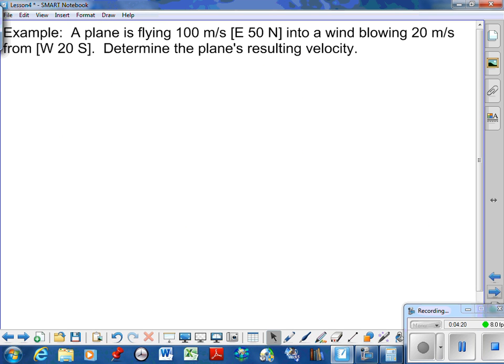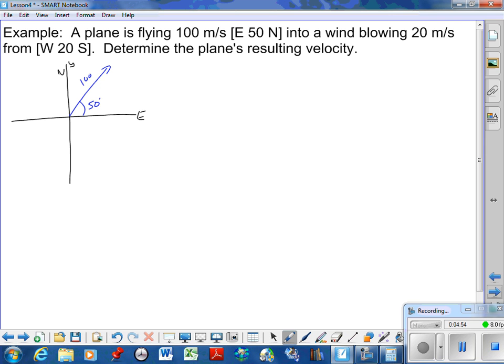All right, moving along. Speaking of planes, the plane is flying 100 meters per second in that direction. The wind's blowing 20 meters per second from that direction. What's the plane's resulting velocity? Even though you set the throttle on the plane, that doesn't necessarily mean that's what you're actually doing. I'm going to give myself a sketch of what's happening here. So that's north and east. The plane is flying east 50 degrees north at 100 meters per second.